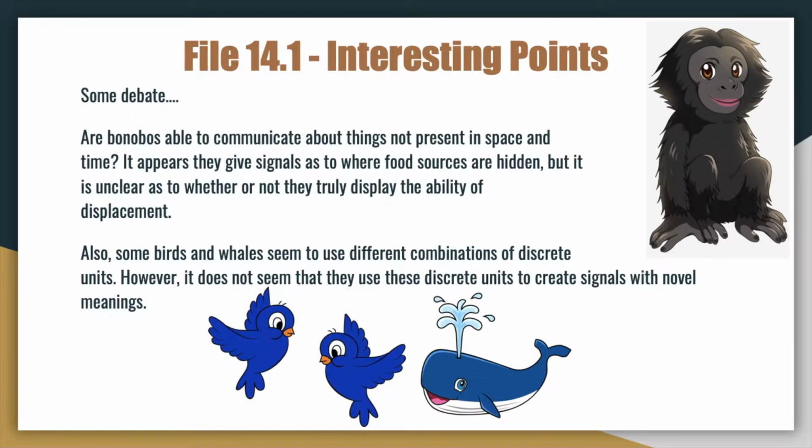Some interesting points are about debate regarding the language features. Are bonobos able to communicate about things not present in space or time? It appears they give signals as to where food sources are hidden, but it is unclear as to whether or not they truly display the ability of displacement. Also, some birds and whales seem to use different combinations of discrete units. However, it does not seem that they use these discrete units to create signals with novel meanings.